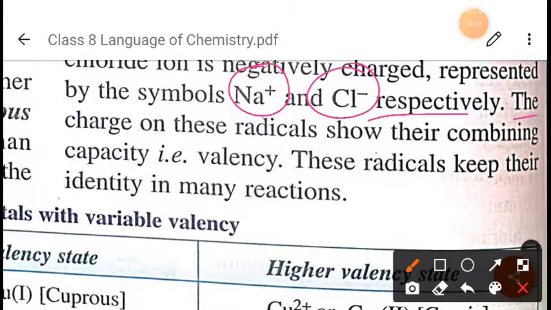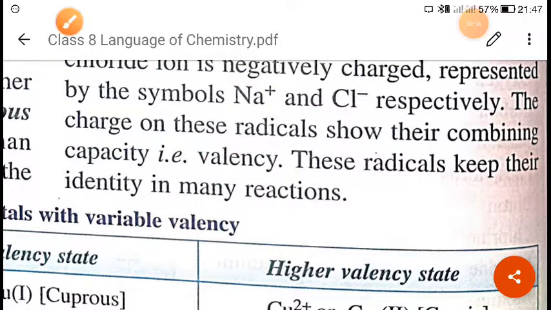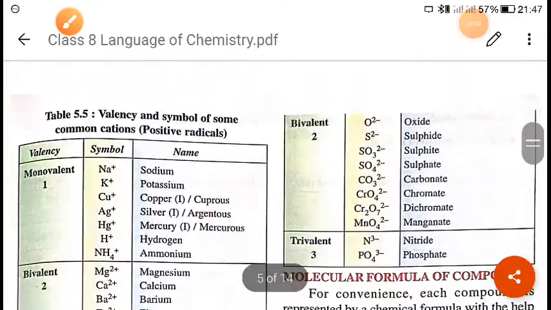Now the charge on these radicals, as you can see Na plus and Cl minus, shows the combining capacity. Whatever charge is present on these elements shows their combining capacity, which is called valency. I told you previously when we started valency that valency is the combining capacity of the element. These radicals keep their identity in many reactions. We will see some examples and discuss this table.